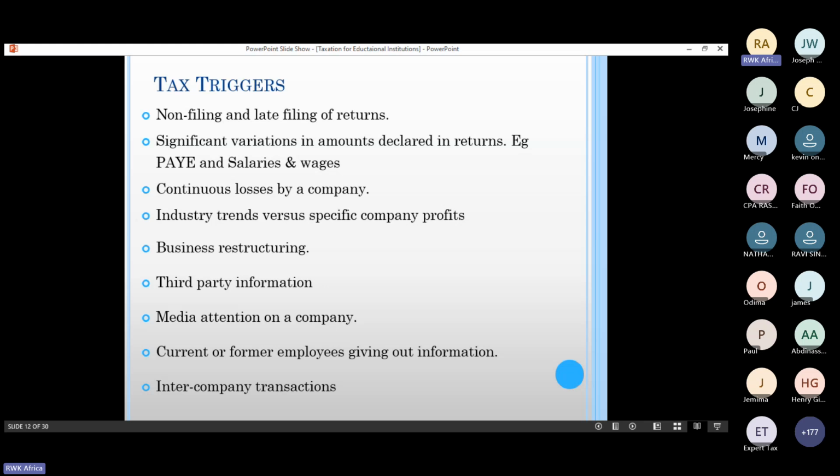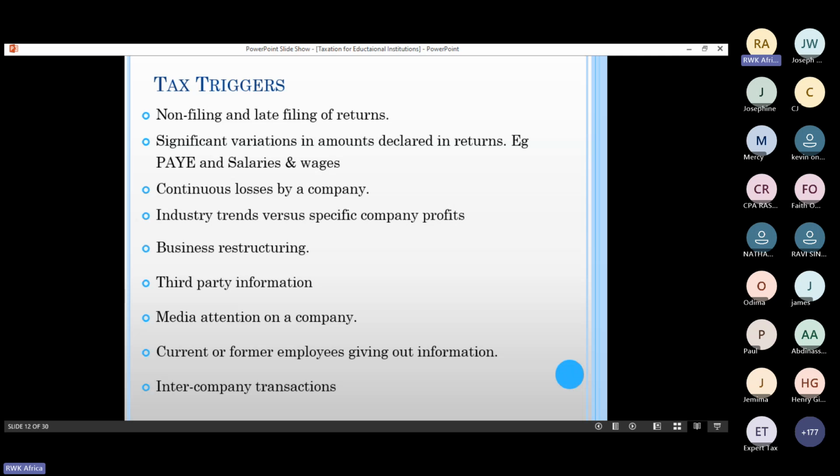Then number 3 trigger, we have continuous losses by a company. So your institution has been making losses since you started operations. So that one is another trigger. Are you operating out of passion with those losses? Where are you getting the funds to run the company, if every year you have losses? So they want to see that.